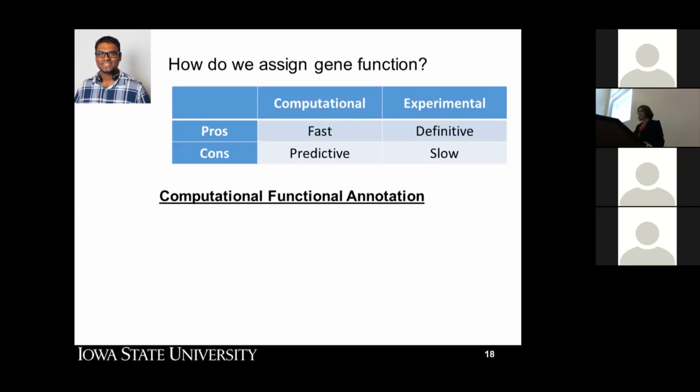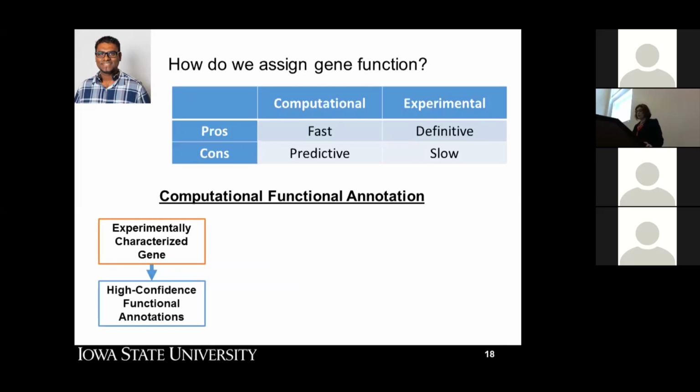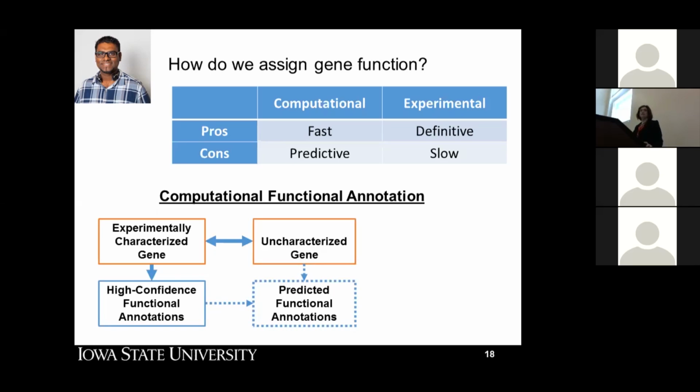So we do computational functional annotation as a prediction so that people can work from there. The way you do that is to start with some experimentally characterized gene that already has high confidence functional annotations associated with it. Then you do a sequence match so that uncharacterized genes can get matched to their experimentally characterized counterpart. Then you can inherit those predicted functional annotations.